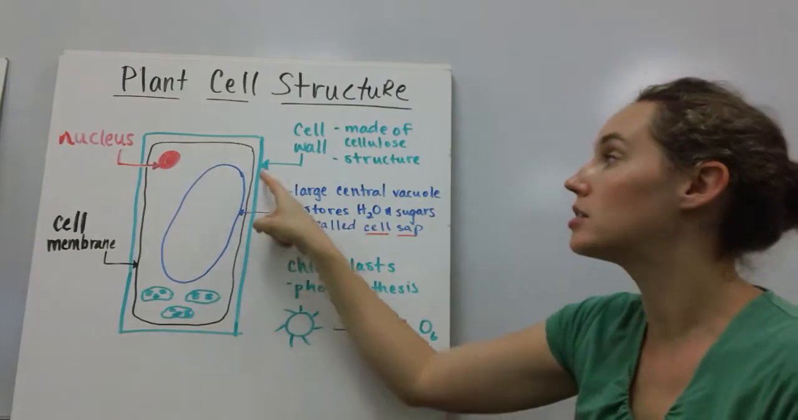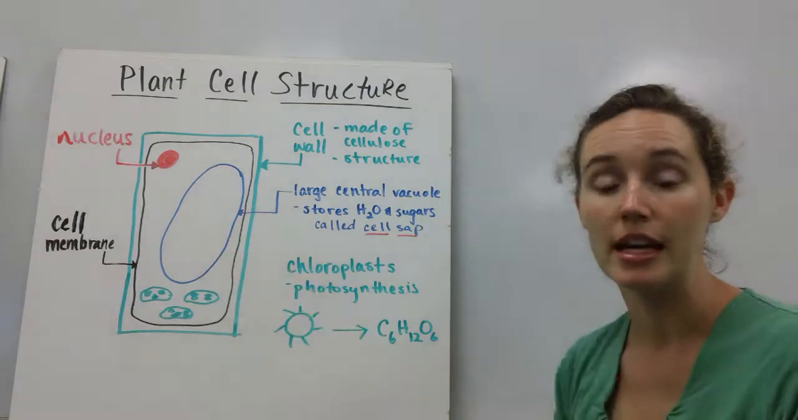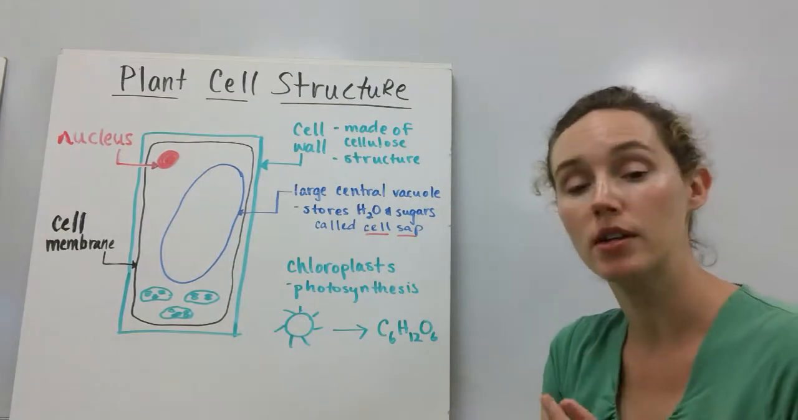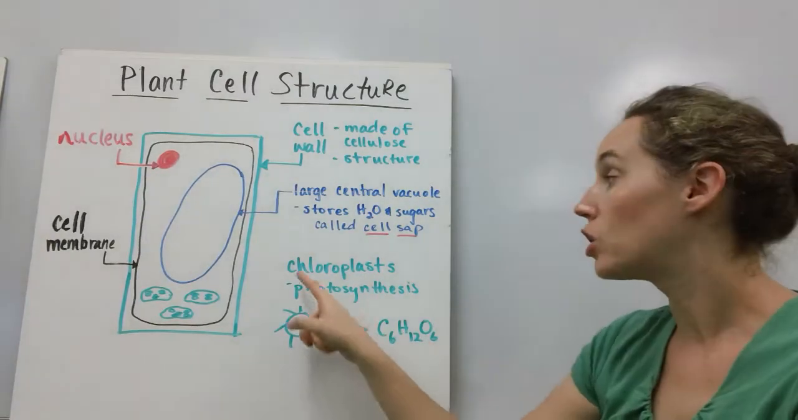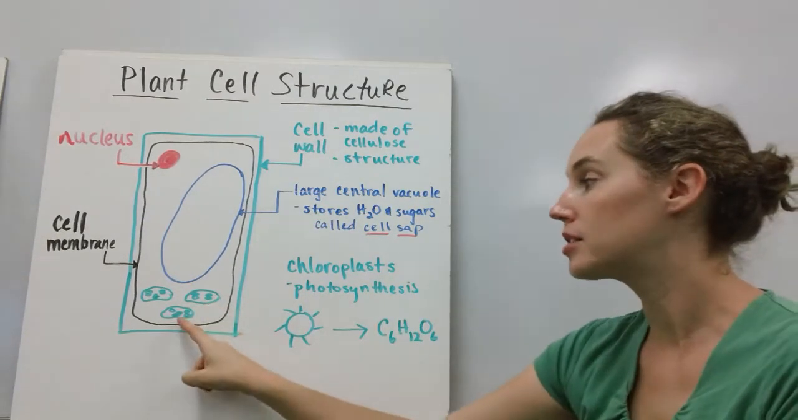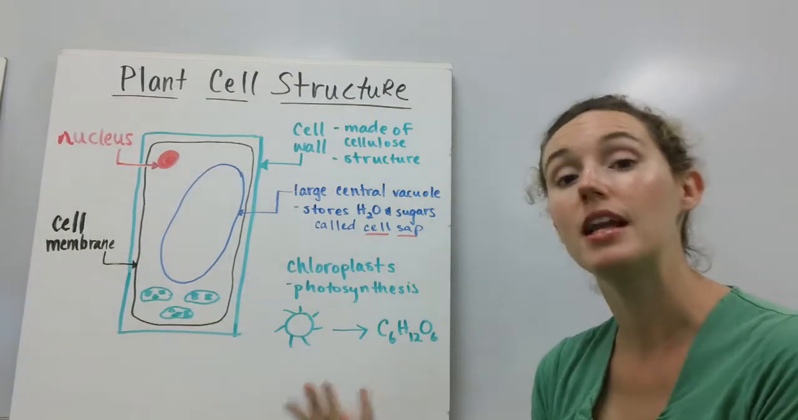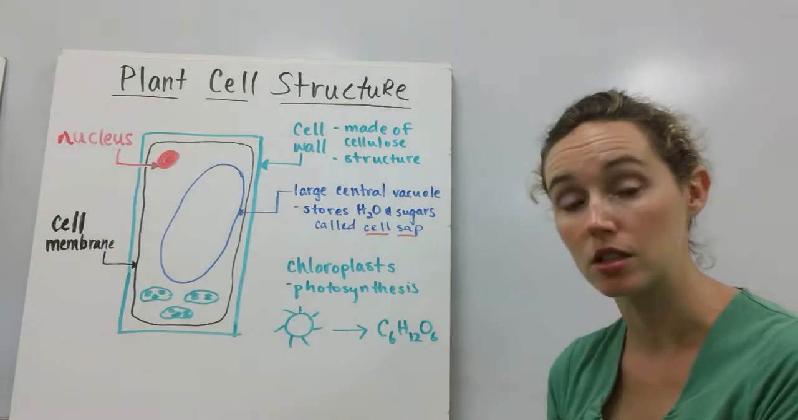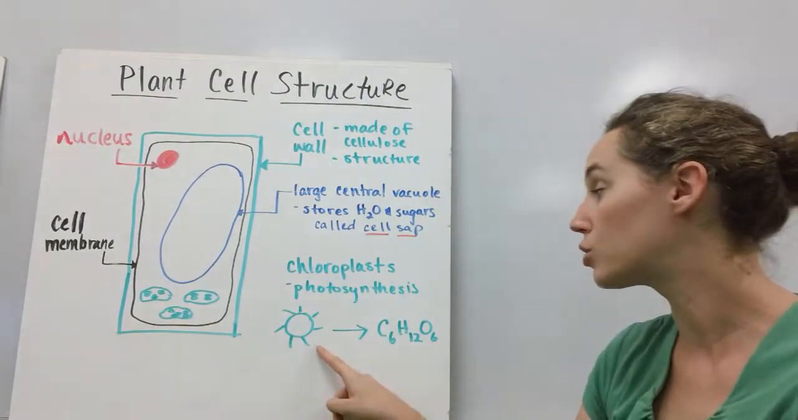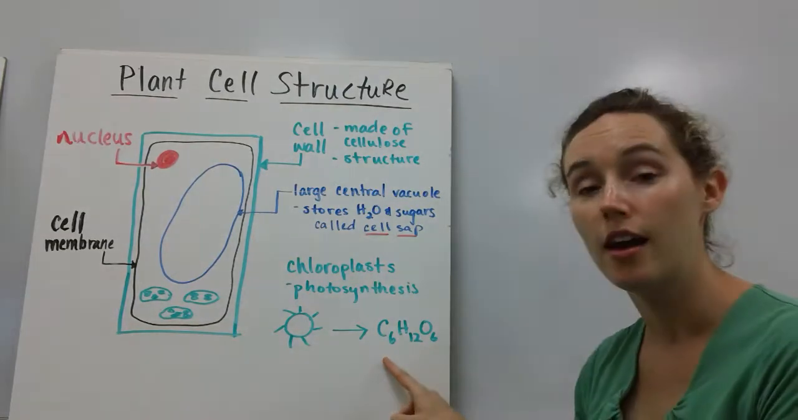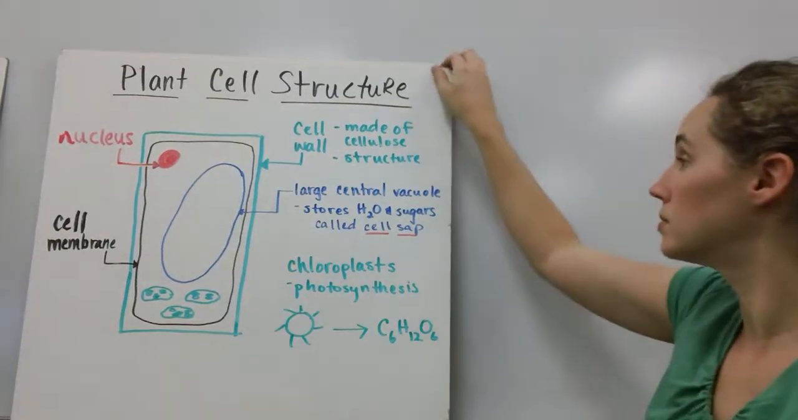Next, plant cells have a large central vacuole full of water and sugars, and that combination is called cell sap. Finally, and most importantly, plant cells have chloroplasts, and chloroplasts are small organelles full of chlorophyll that allow them to do the process of photosynthesis. Photosynthesis, of course, being the process by which we take light energy and transform it into chemical energy in the form of glucose, which is C6H12O6.